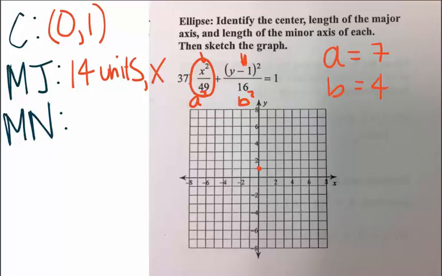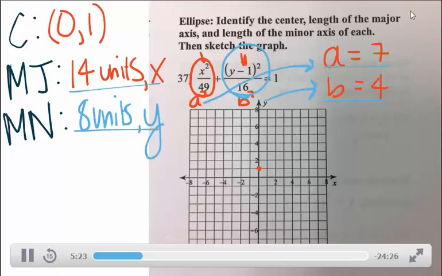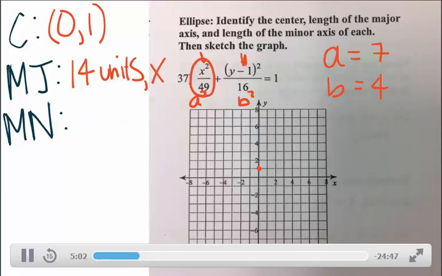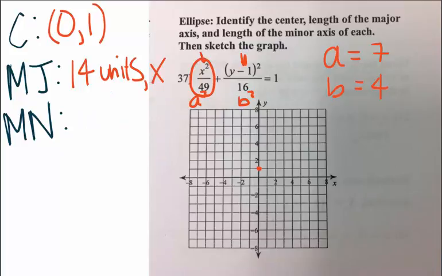Okay. The smaller number, B squared, the 16, was underneath the Y. So my minor axis is going to be up and down like the y-axis, and it's going to be 8 units all the way across. It's double the 4. So we take the square root to get these, and then I double it to get the major and minor axes.